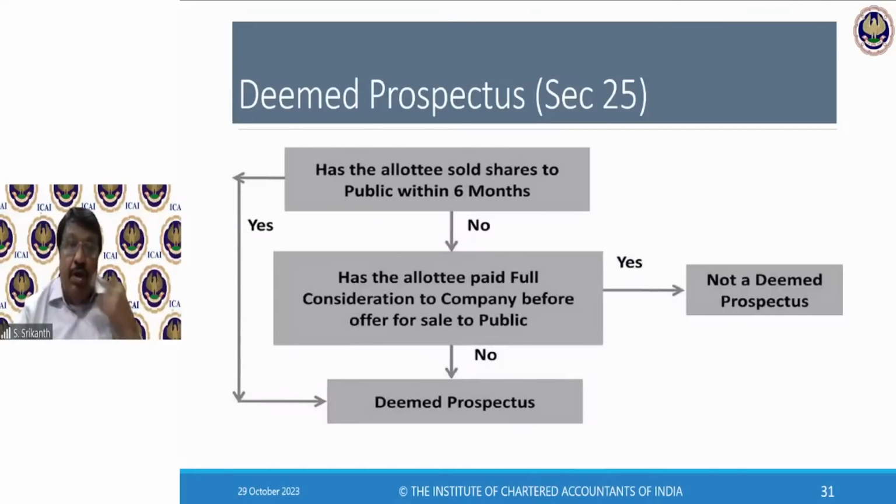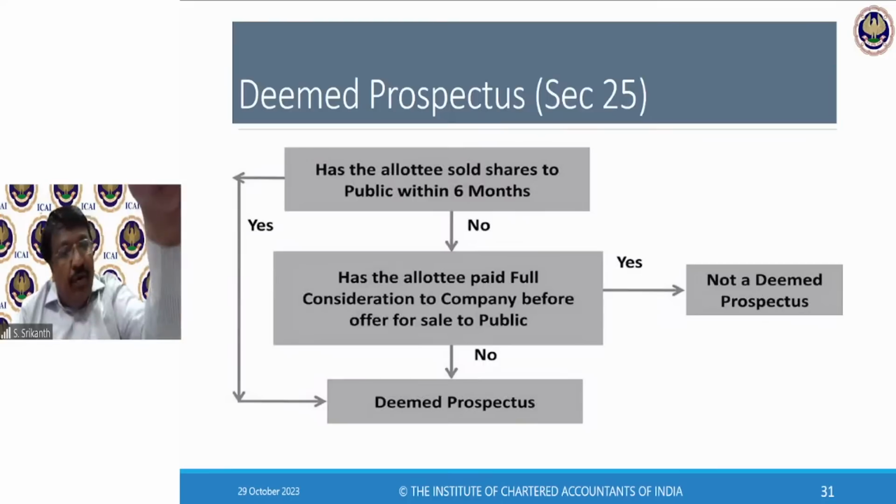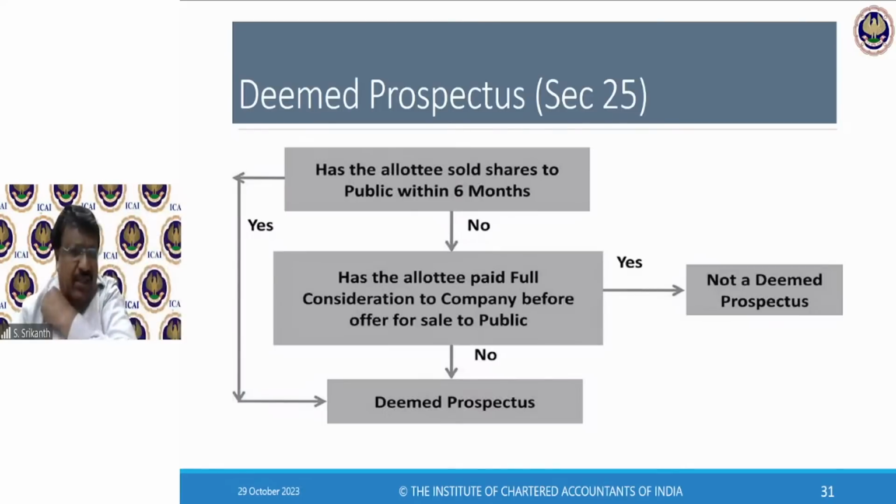But if it is beyond 6 months and the allottee has not paid full consideration, then straight away it is a deemed prospectus. Suppose the allottee is selling it beyond 6 months, then you will escape and come into the second category. That is why that longer yes loop is there: the minute you say it is within 6 months, even if full consideration is received, it doesn't matter. Straight away you go to deemed prospectus.